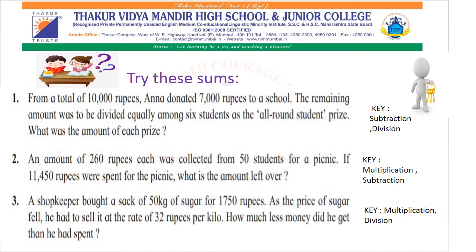And the third one: a shopkeeper bought a sack of 50 kg of sugar for 1,750 rupees. As the price of sugar fell, he had to sell it at the rate of 32 rupees per kilo. How much less money did he get than he had spent? So the keywords are multiplication and division. First you will multiply 1,750 into 50 kg, right? And then you will divide that answer by 32. You will get your final answer. Is it easy? Just try it.